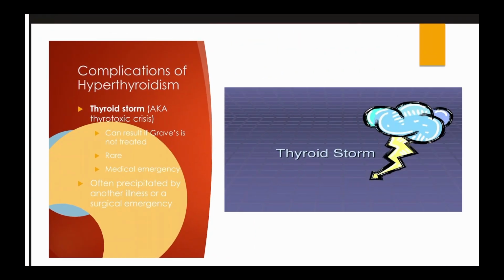So here's the major complication of hyperthyroidism. It's called thyroid storm, a massive dump of thyroid hormone in the body all at once. It can result if Graves is not treated. So that Graves, remember, it just turns on that thyroid gland and keeps pumping out hormones. It is relatively rare, but it is a medical emergency, usually precipitated by some sort of other illness or surgical emergency.